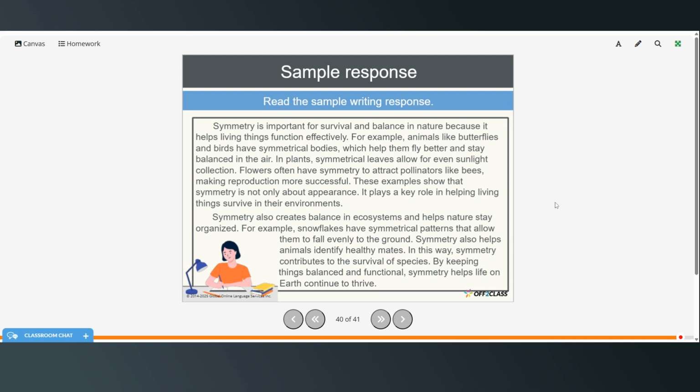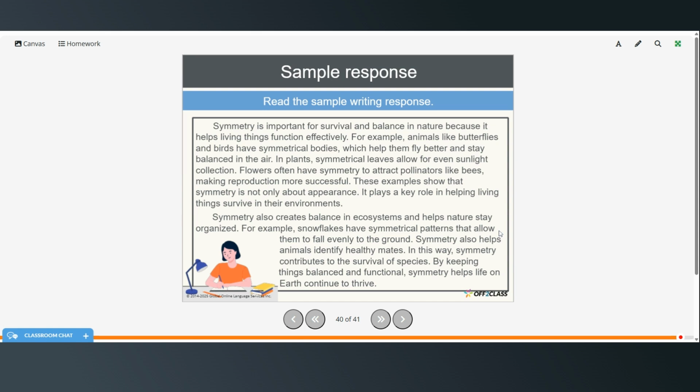Symmetry is important for survival and balance in nature because it helps living things function effectively. For example, animals like butterflies and birds have symmetrical bodies which help them fly better and stay balanced in the air. In plants, symmetrical leaves allow for even sunlight collection. Flowers often have symmetry to attract pollinators like bees, making reproduction more successful. These examples show that symmetry is not only about appearance, it plays a key role in helping living things survive in their environments. Symmetry also creates balance in ecosystems and helps nature stay organized.